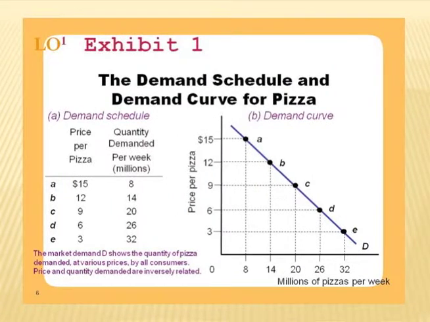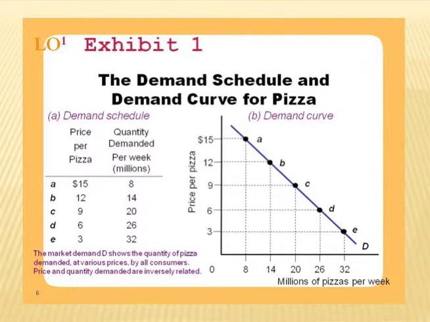And so here we have one of those. On the left-hand side, we have five different prices for pizza. Beside those, we have the total quantity demanded by the entire market for the United States. So we see at point A, at a price of $15, our consumers would want to buy 8 million pizzas a week. At a price of $12, they'd want to buy 14 million. Price of $9, they'd want to buy 20 million. Price of $6, 26 million. And a price of $3, they'd want to buy 32 million. So you can see that as the price goes down, the quantity demanded goes up.